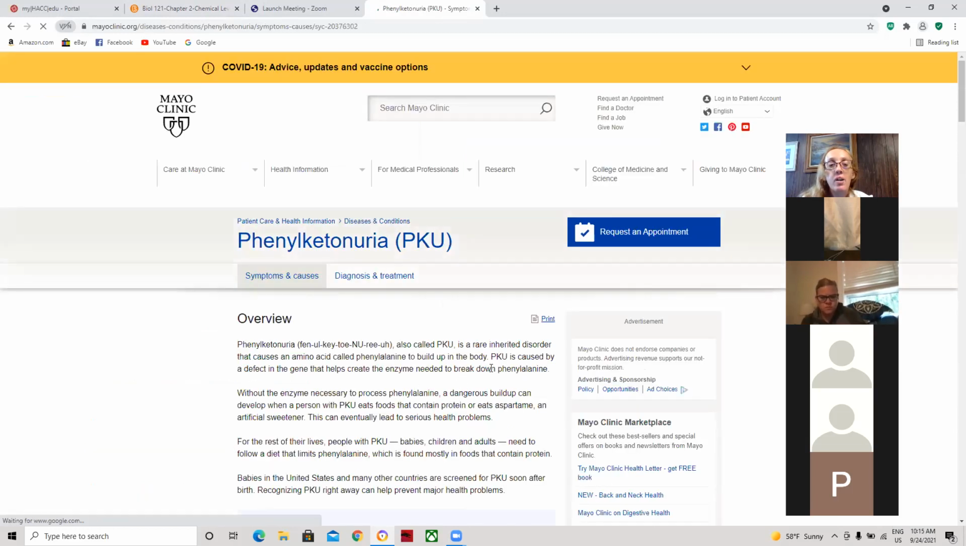PKU is a rare inherited disorder that causes the amino acid phenylalanine to build up in the body. Without the enzyme, a dangerous buildup can develop when a person with PKU eats foods that contain protein or eats aspartame, an artificial sweetener, that can eventually lead to serious health problems.